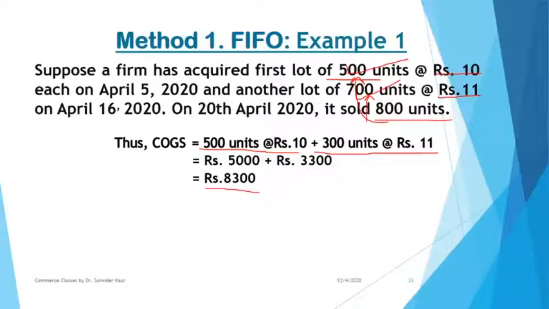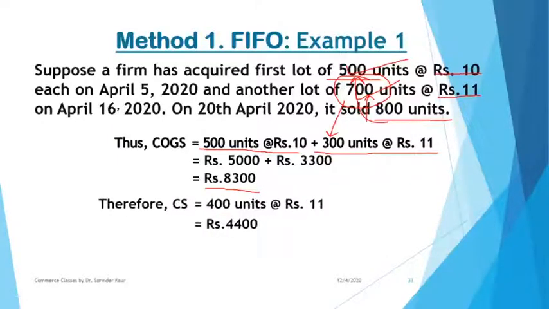Now coming to closing stock. So how much stock is left? Now you can easily see here in the problem. Your first lot is completely finished, isn't it? Your 500 units lot is completely finished, and out of this second lot of 700 units, you have sold 300 units. So you are left with only 400 units. So you can say that your closing stock is 400 units, and that is from this lot of 11 rupees. So 400 units at 11. Although in order to determine closing stock, you can apply the formula opening stock plus all purchases minus closing stock.